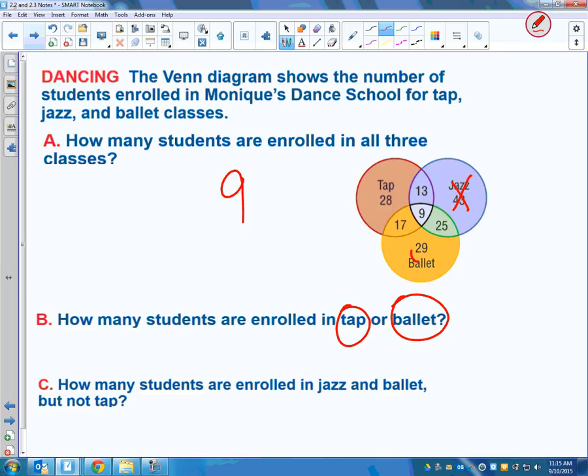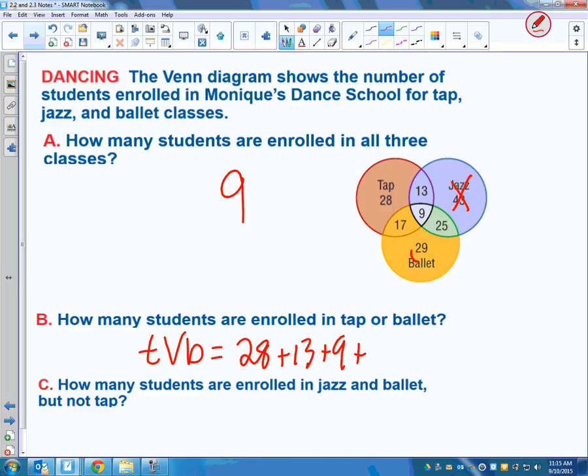But I think we should say, like I could write this. I could write T for tap, and or is upside down, B for ballet. I'm going to try to use our notation here. And I'm going to add up 28 plus 13 plus 9 plus 17 plus 25 plus 29. What's that equal? Like 105? I'm making that up.